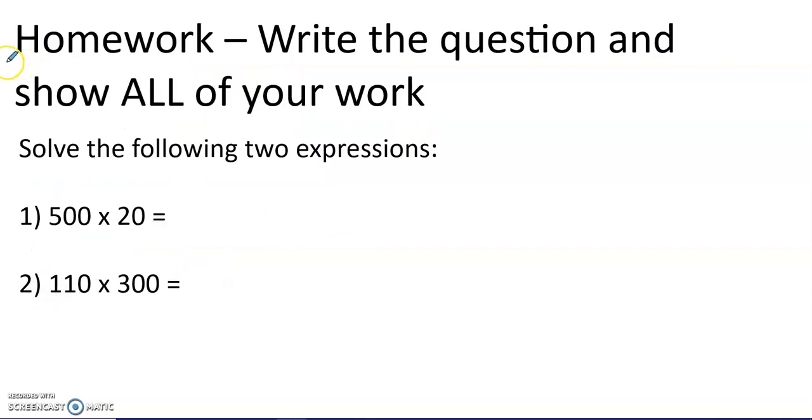I want you to write down the word homework and the instructions, as well as the 2 problems showing all your work underneath each. If you need to pause this video and go back to other examples, you may do so, and you may watch this video as many times as you need to. So make sure that you write all of your work down as well as the question.